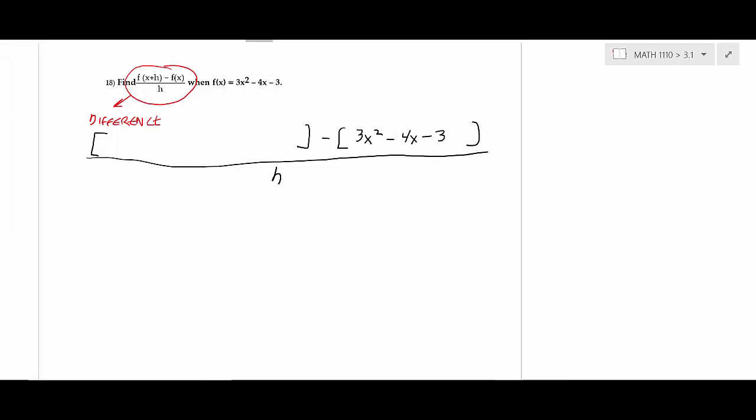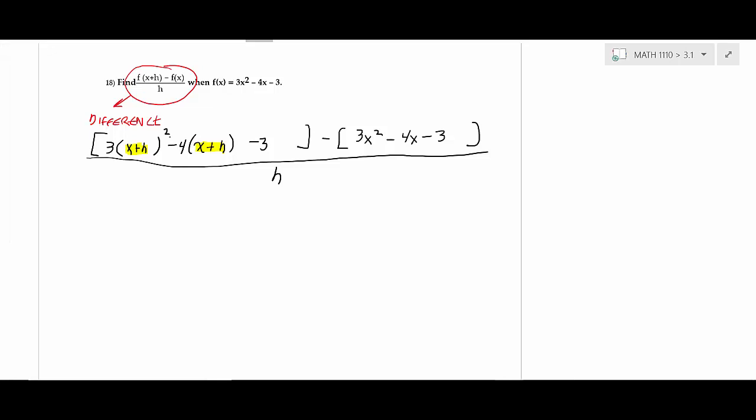Now what you're going to do in the first bracket is the same thing, except everywhere you see an x, you replace it with parentheses x plus h. It's a good idea to start there and then copy that over, but write it like this. You say 3 times x plus h squared. Then you still say minus 4, but instead of x, you say x plus h, and then minus 3. I made a little mistake on that: the square should be outside the parentheses. Does that make sense? That's the same, except x turns into that.